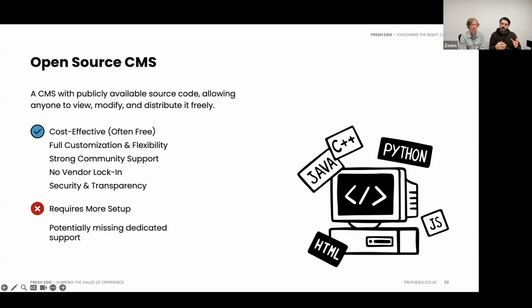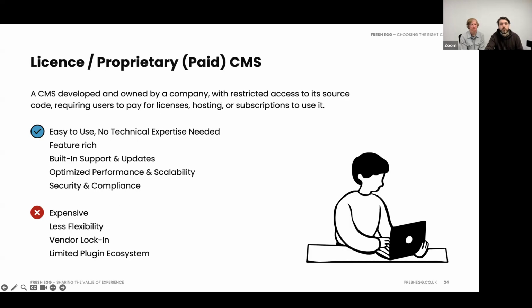And we'll talk about this in a minute when we talk about license and proprietary. If you've got things like you need to update your CMS for security patches, etc., it's going to be down to you. Whereas the license and proprietary versions, they're going to handle a lot of that, the optimizations, keeping on top of everything, ensuring your CMS is compliant. So we can talk about that now.